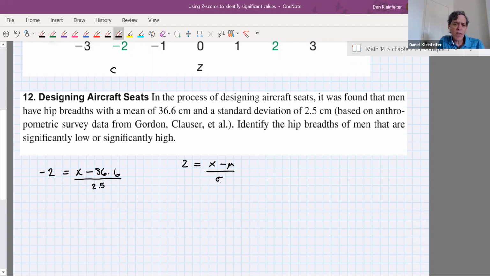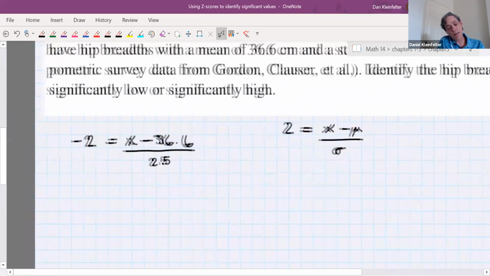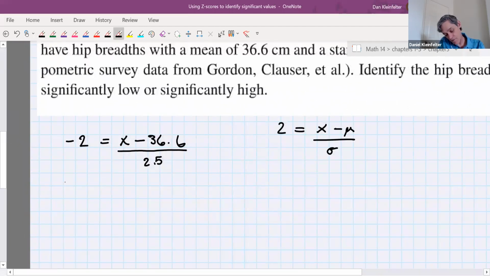And the way that we were using this formula before was we were given an x value and then mu and sigma, which we had to have. We were given x, mu, and sigma, and we calculated a z-score. What's different on this one is, of course, again, we're given mu and sigma, but we want to know x, and we're given the z is -2. So we're going to use a little bit of algebra and solve that for x.